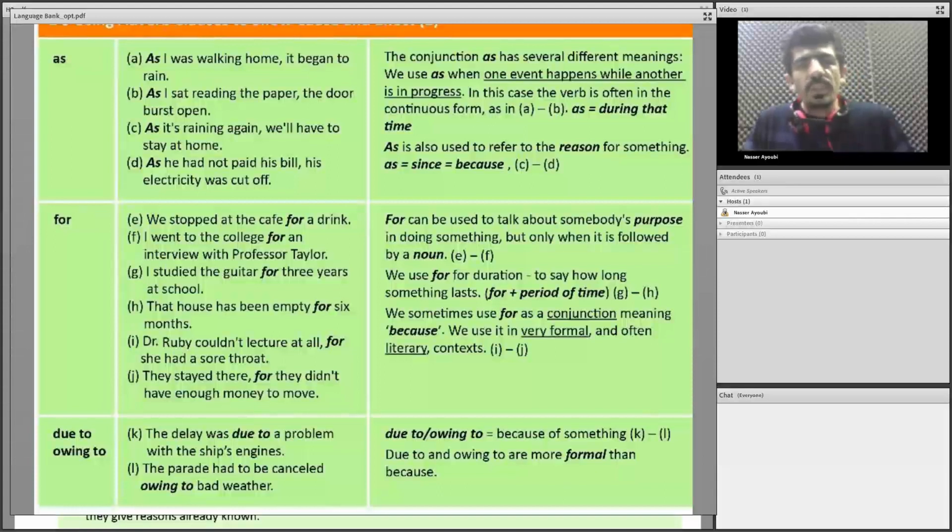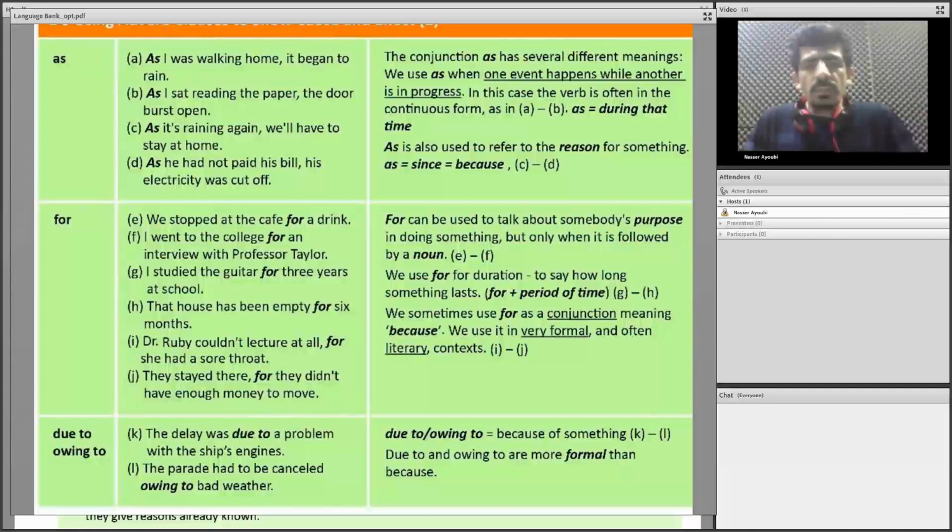The conjunction as, remember it is a conjunction, has several different meanings. We use as when one event happens while another is in progress. In this case, the verb is often in the continuous form, as in A and B. As means during that time. As I was walking, during the time I was walking. As I sat reading the paper, during the time I sat reading the paper.